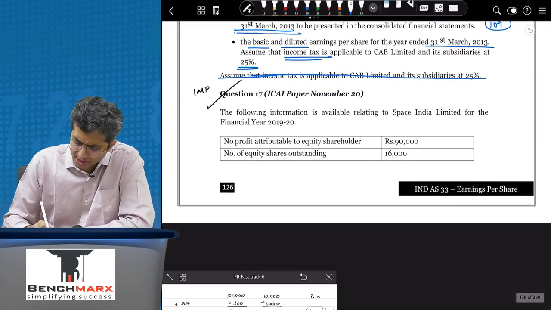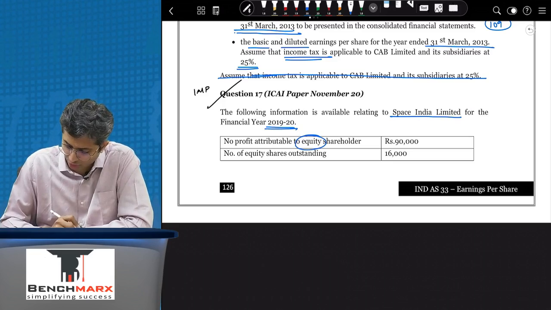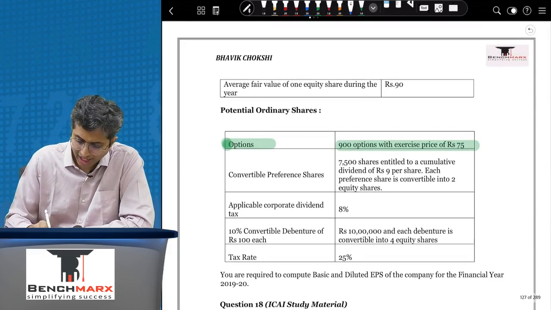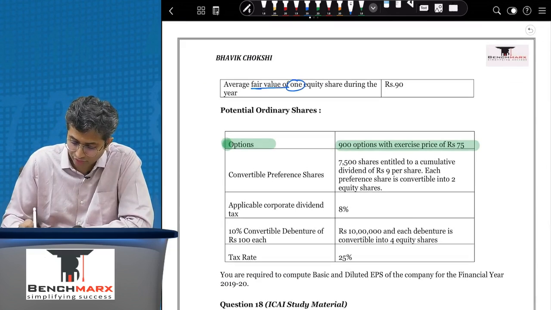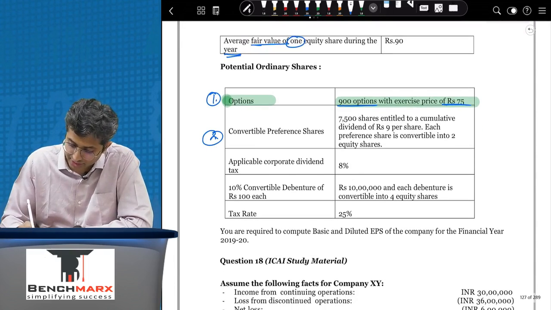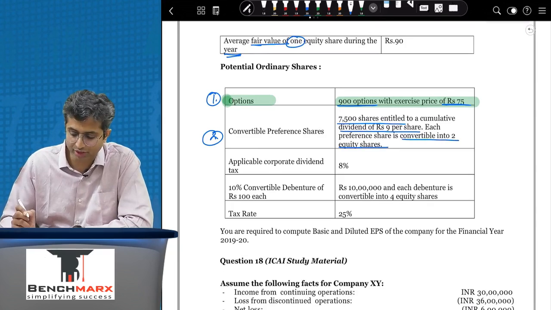Page number 126. The following information is available regarding Space India Limited for its financial year 19-20. The net profit available to equity shareholders is 90,000. The number of equity shares outstanding is 16,000. The average fair value of one equity share during the year is 90, and there are potential shares which comprise options, 900 options with an exercise price of 75, and convertible preference shares, 7,500 shares entitled to a cumulative dividend of 9 rupees per share. Each preference share is convertible into 2 equity shares.